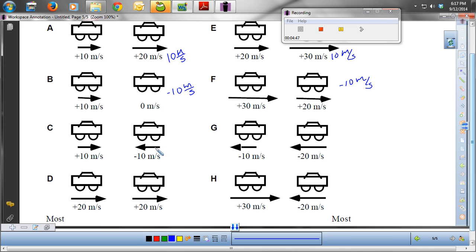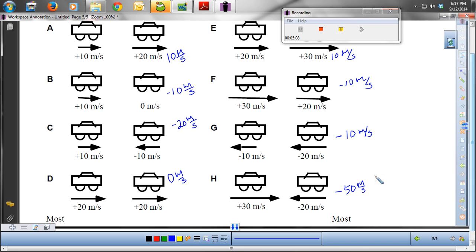Went from 10 to a negative 10, so that's going to be a negative 20 change. Went from negative 10 to negative 20, so that's a negative 10 change. Went from 20 to 20, so that was no change. I went from positive 30 to negative 20, so that's a negative 50.